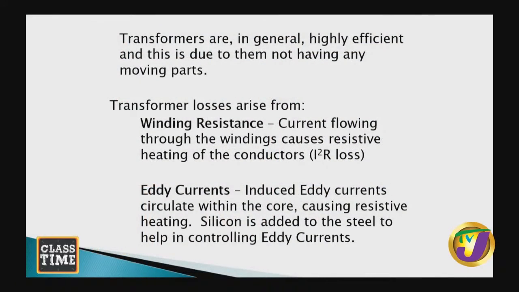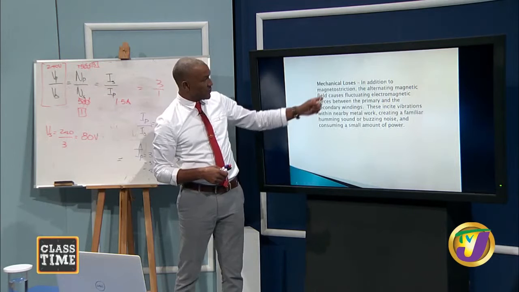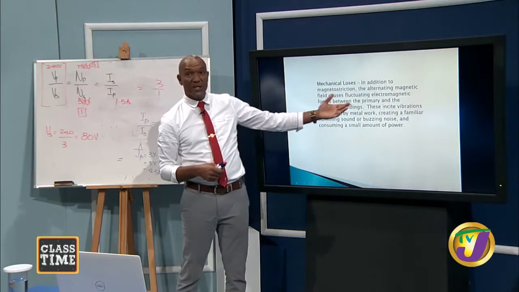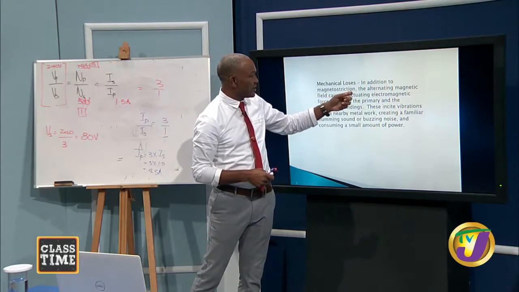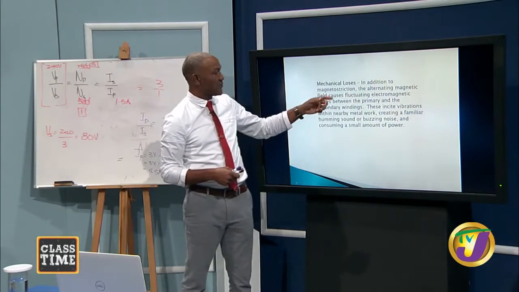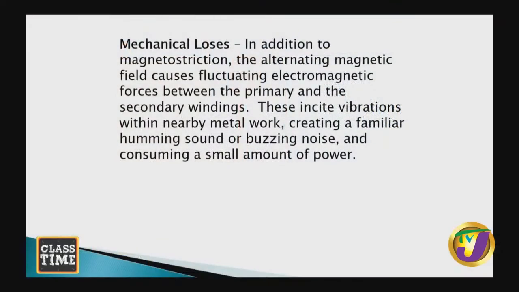The transformer losses arise from winding resistance, which is the current flowing through the coil, and the resistance of the coil, squared, the eddy current loss, hysteresis loss, mechanical loss. We will read them. You will get them so you can read them. In addition to magnetostriction loss, the alternating magnetic field causes fluctuation, and the fluctuation will cause some form of vibration and so forth.